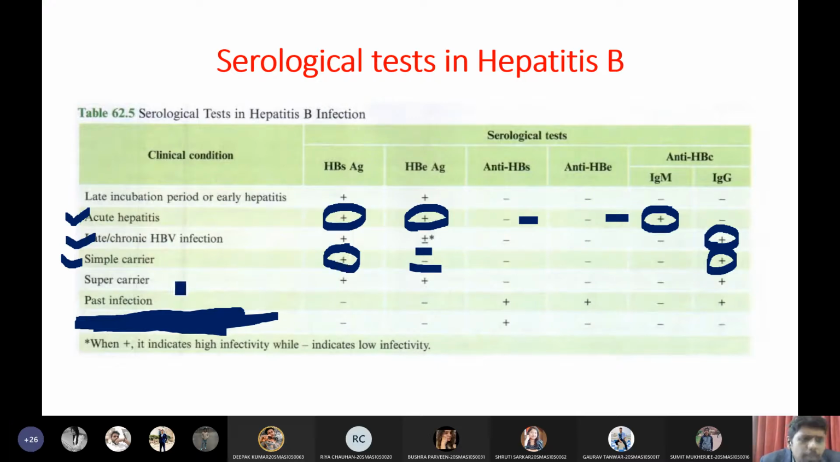Then coming to the supercarrier. Supercarrier, I already stated to you. In supercarrier, we are able to see surface antigen and envelope antigen. So presence of both surface antigen and envelope antigen indicates he is a supercarrier. And supercarrier also possesses G antibodies. Listen to me. Acute infection will have M antibody, core M antibody, whereas chronic infection will have G antibodies.